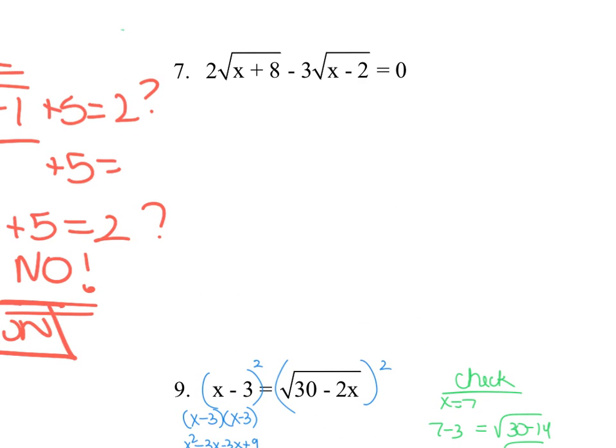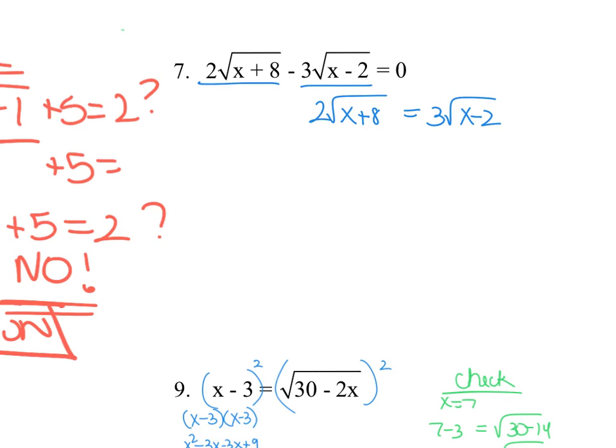Here, you might be thinking, oh, this looks hard. It does because you have 2 radicals. We need to isolate them. You got to get one on one side, one on the other, if possible. And this is possible. So move the other one over, and you have 2 square root of x plus 8 equals 3 square root of x minus 2.